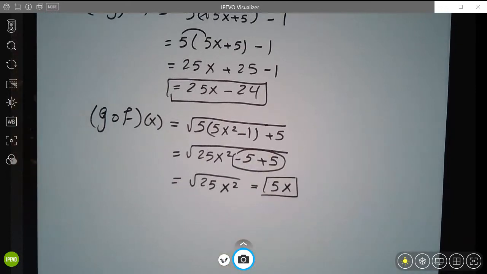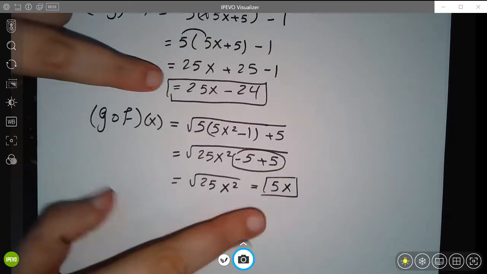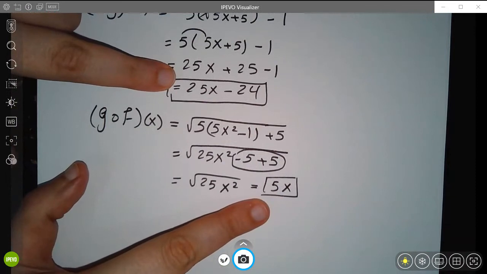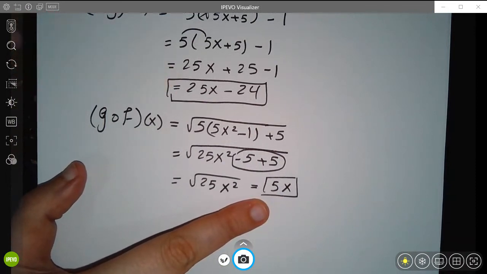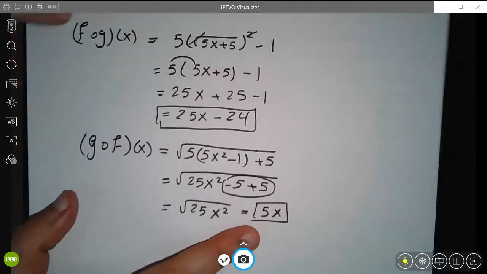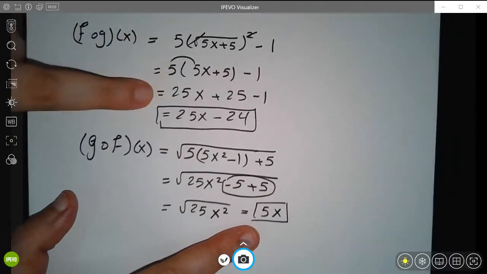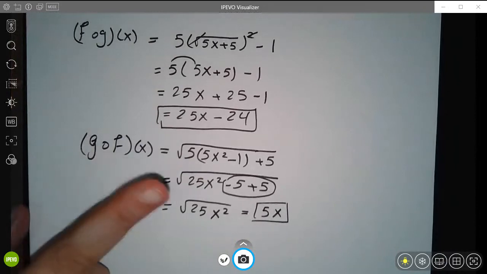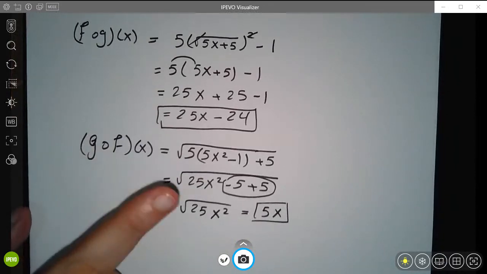Now both gave you neat answers, which is awesome, but note that they are different. Yes? So it's not the same thing. You always need to pay attention to the order. If the question gave it to you like this, F goes first. If it gives you like that, G goes first. And F is inside.